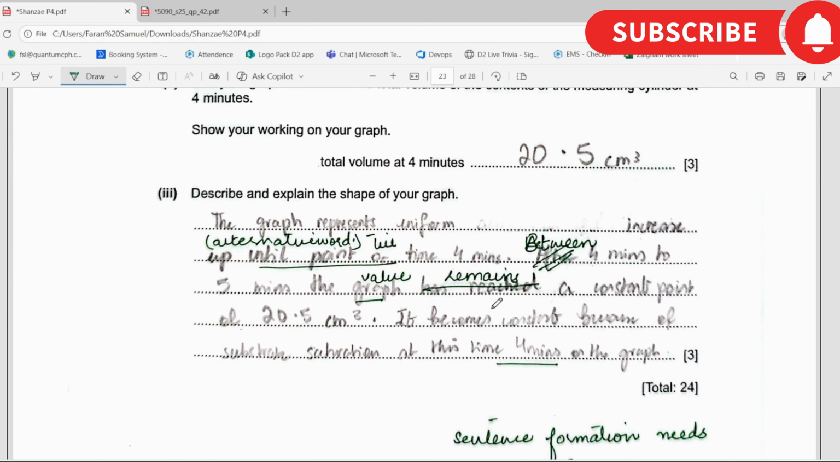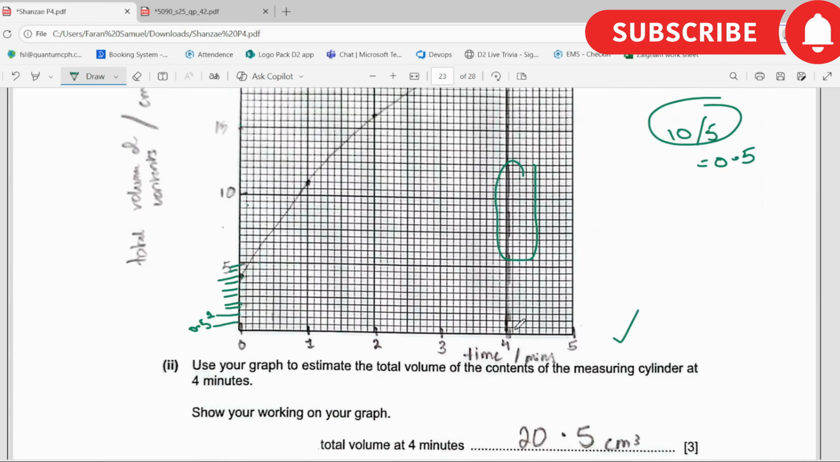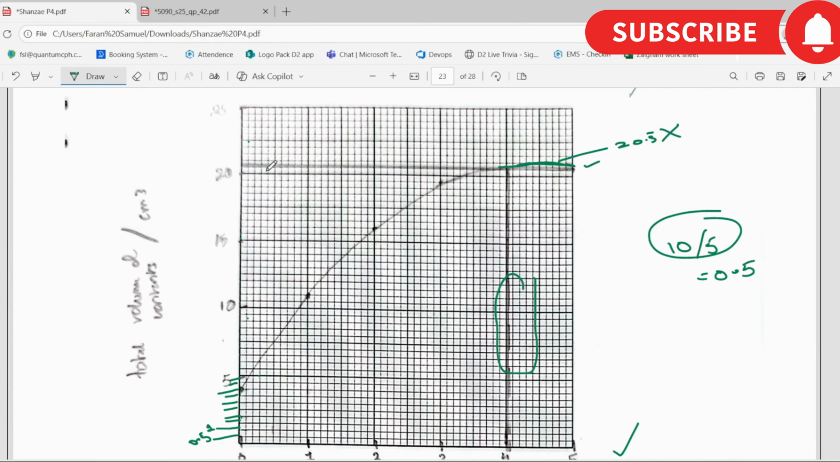Okay, correct. Please send me this because I need to mark it. Send me a clear photo for this one, okay? A straight line, yes. A straight line from the x-axis and y-axis. A very straight line.